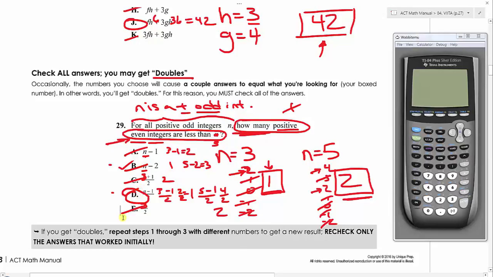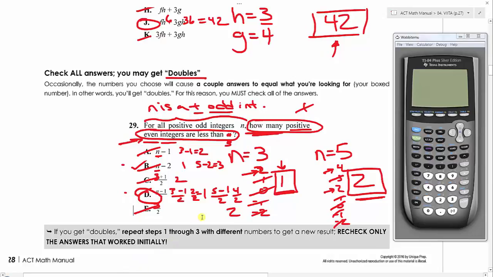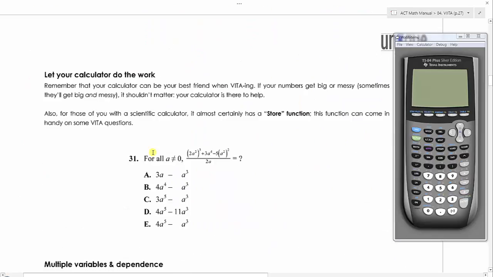Now, by the way, doubles is the reason that we do not use 0 and 1 on VITA questions. Remember, we said we do not use 0 or 1 on VITA questions. Doubles is the reason for that. The numbers 0 and 1 will tend to produce doubles very frequently. If you throw in 0 or 1, you will find that many of your answers will double.